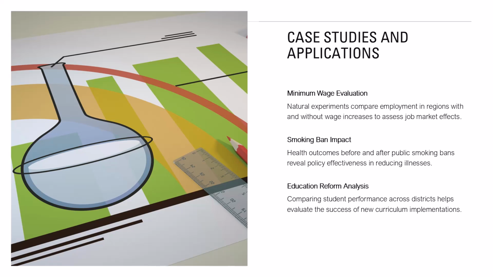When a new curriculum is introduced in certain school districts, but not others, researchers can compare student performance across these regions to evaluate the reform's success. These examples demonstrate how natural experiments leverage naturally occurring variations to study causal effects in a way that is both ethical and practical. They offer valuable insights into the consequences of real-world changes and help inform future policy decisions.